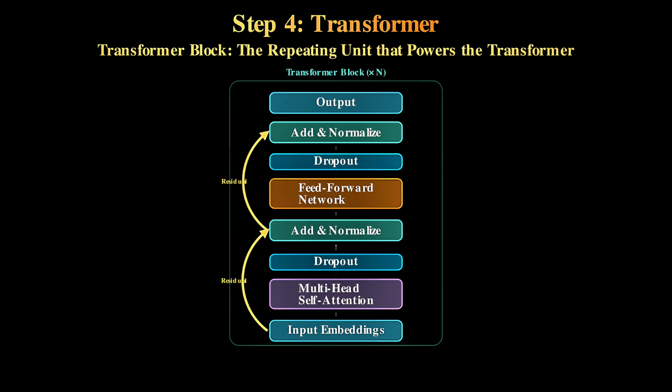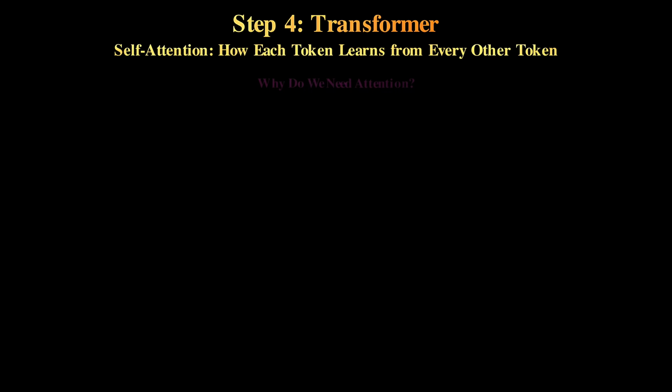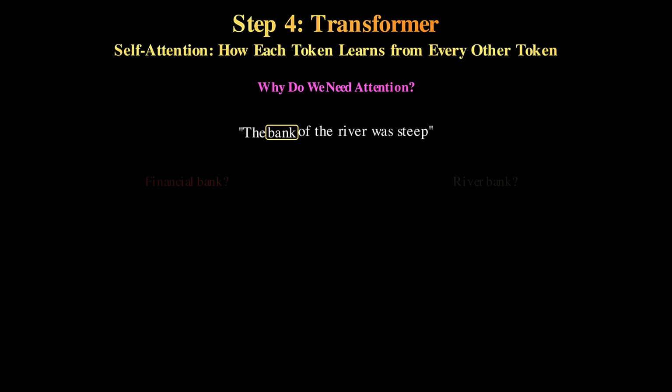Now, let's dive into the most important mechanism in transformer blocks, self-attention, how each token learns from every other token. Consider the sentence, "The bank of the river was steep." What does bank mean here? It could be a financial bank or a river bank. The word river in the same sentence tells us it's the riverbank. Words need context from other words to be understood. That's exactly what self-attention provides.